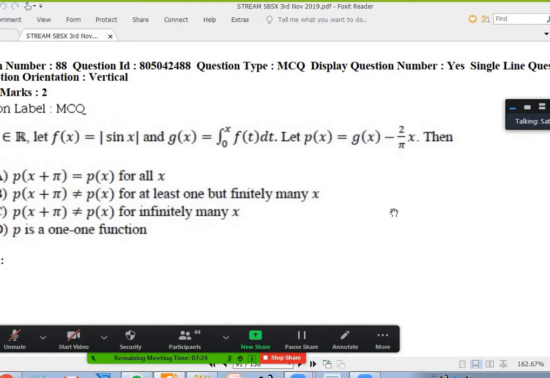Okay, so f of x is equal to mod sin x, given in the question. G of x is integral 0 to x of f of t dt, which is 0 to x mod sin t dt. And p of x is g of x minus 2x by pi. So p of x, which is g of x minus 2x by pi, is integral 0 to x mod sin t dt minus 2x by pi.